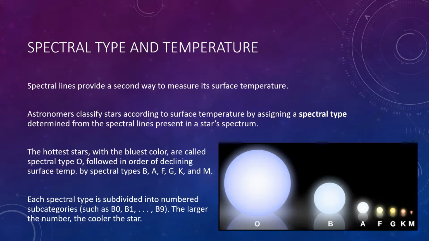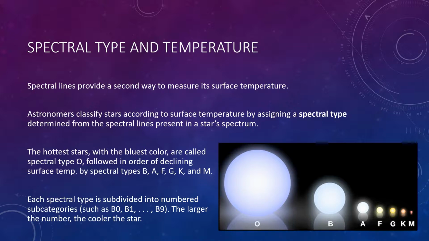Atoms in these cooler, less dense layers absorb radiation at specific wavelengths, which depends on the specific kinds of atoms present, that being maybe hydrogen, helium, or other elements, and on whether or not the atoms are ionized. A star's spectral lines provide a second way to measure a star's surface temperature. In fact, because interstellar dust can often affect the apparent colors of stars, temperatures determined from spectral lines are generally more accurate than temperatures determined from colors alone.